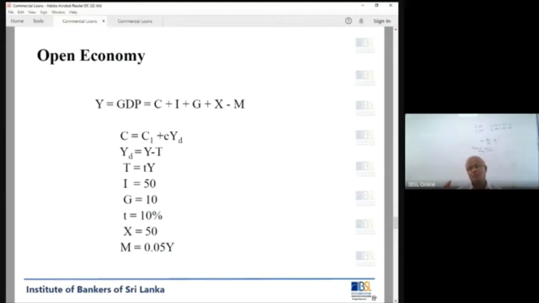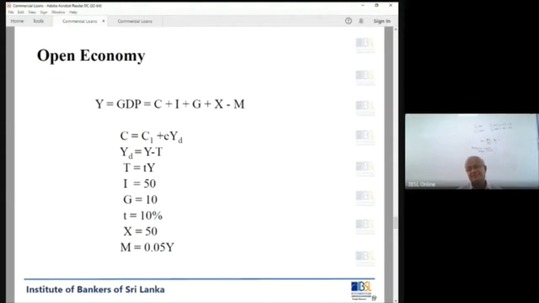So you should be able to explain each and every component of this national income identity. What is consumption? Consumption depends on disposable income. Why is that? Because there is a government. The government imposes taxes. What will happen? You are getting 1 million, but you pay 100,000 to the government. Therefore, your disposable income is 1 million minus 100,000, that is 900,000. 9 lakhs. 10 lakhs minus 1 lakh is 9 lakhs.